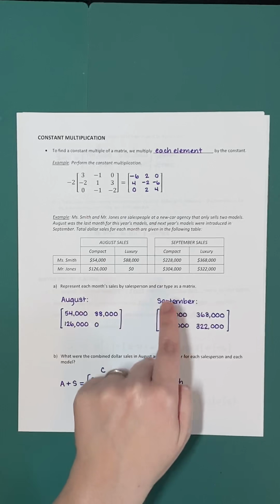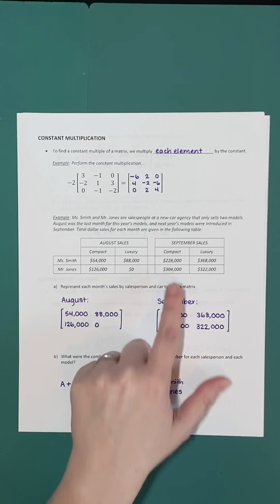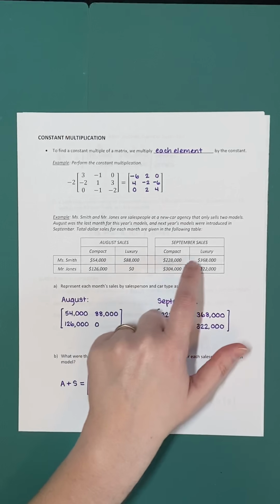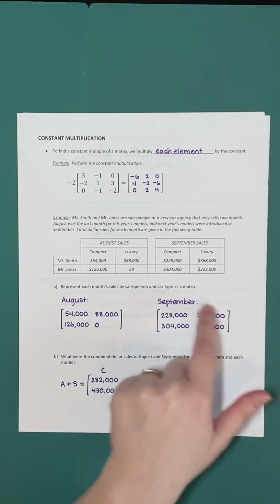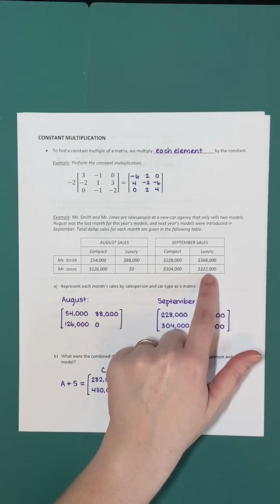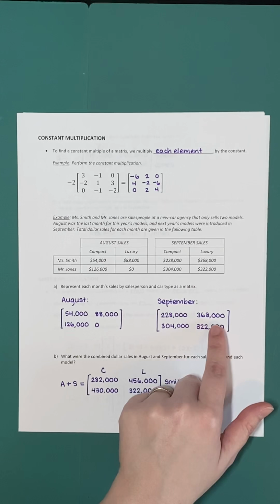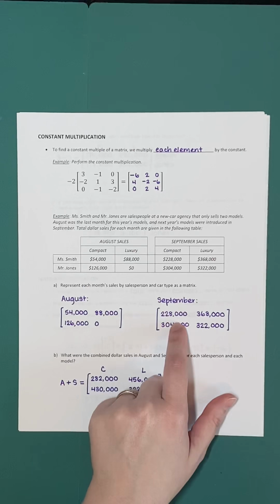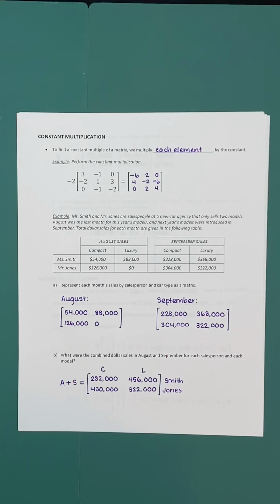And then same thing for September. So notice sales went up in all categories. So compact cars and luxury for Ms. Smith, and then compact cars and luxury for Mr. Jones. So we have two matrices. Notice these are both 2 by 2 matrices. So what we know from that is that if we wanted to add or subtract these two matrices, addition and subtraction would both be defined because these two matrices are the same size.